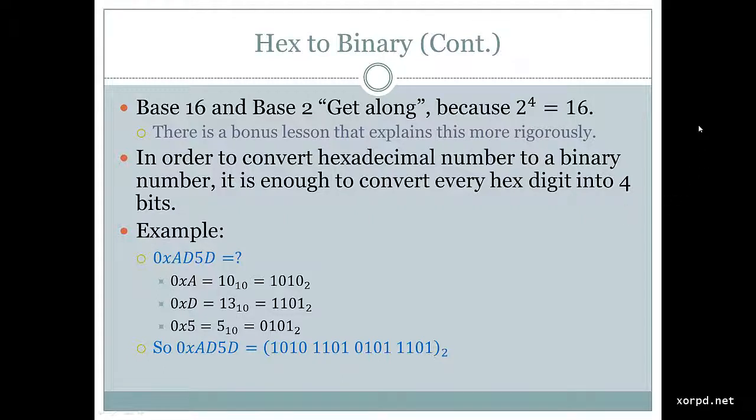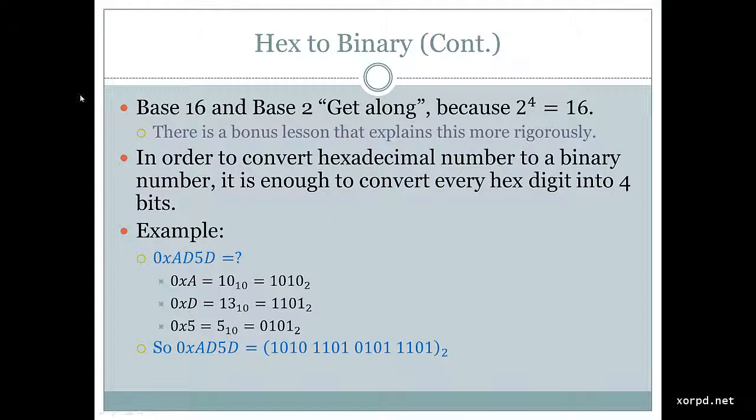So we can actually say that base 16 and base 2 get along. And the reason for that is that 2 to the 4 is 16. If you are more interested in this phenomenon, there is a bonus lesson that explains this more rigorously, and I recommend you to look at it.